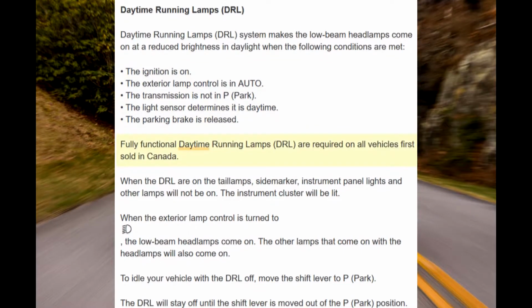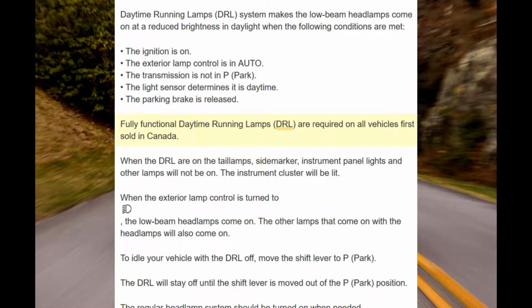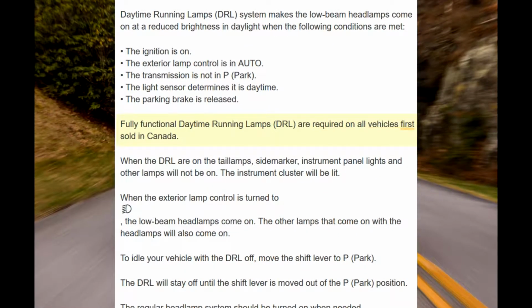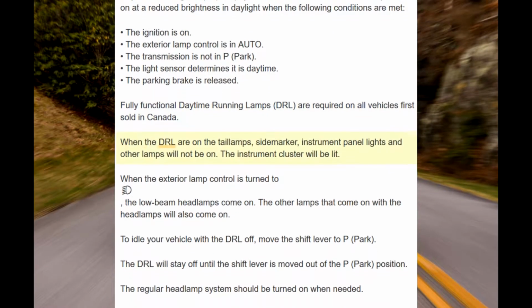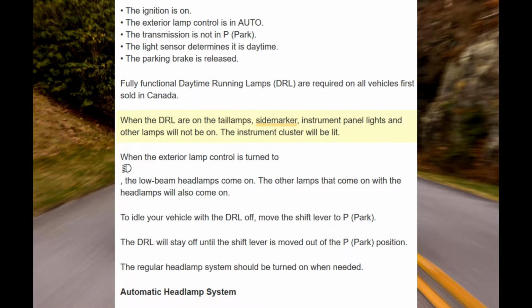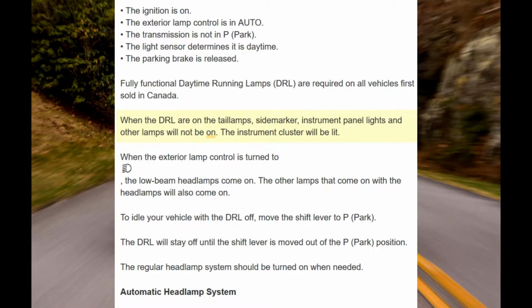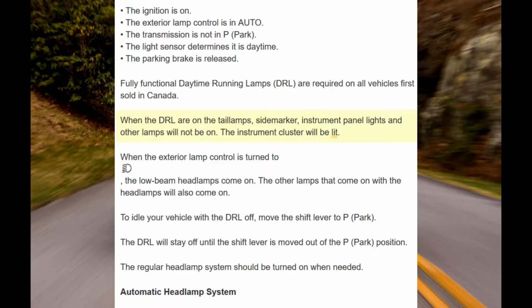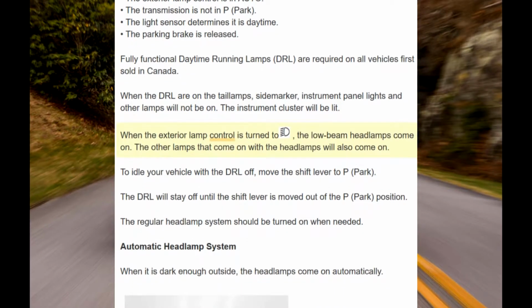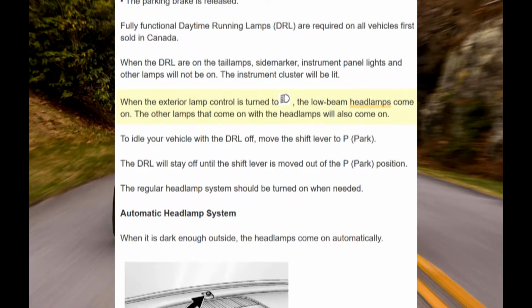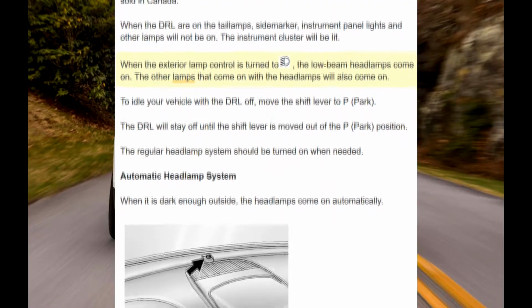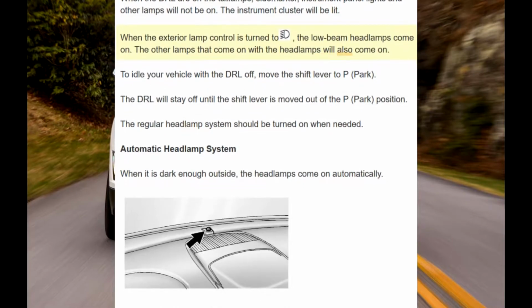Fully functional daytime running lamps, DRL, are required on all vehicles first sold in Canada. When the DRL are on, the tail lamps, side marker, instrument panel lights and other lamps will not be on. The instrument cluster will be lit. When the exterior lamp control is turned to headlamps, the low beam headlamps come on. The other lamps that come on with the headlamps will also come on.